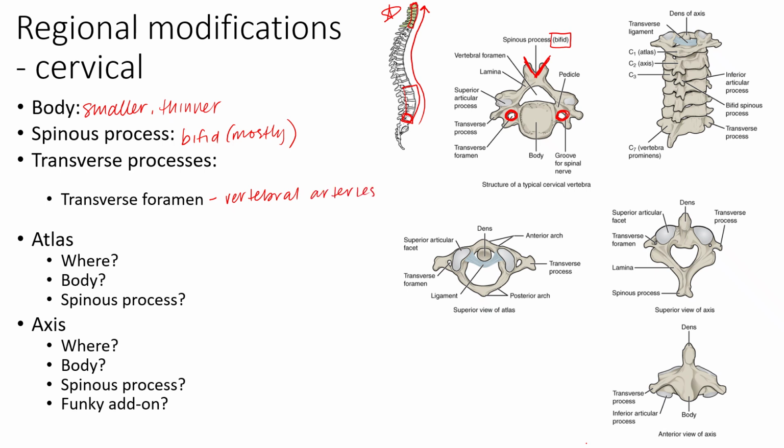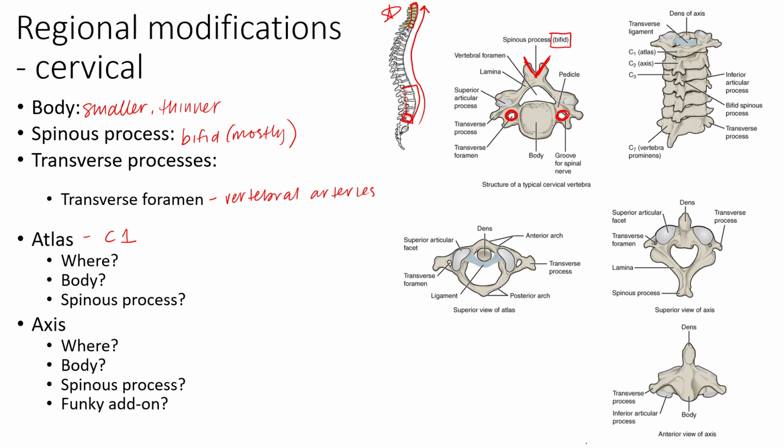Okay, we have two special cervical vertebrae. We have atlas and we have axis. One of them is C1 and one of them is C2. Atlas is C1. Atlas in, what is it, Greek mythology? Now watch, it's Roman, but I'm pretty sure it's Greek. Atlas holds up the world, right? So Atlas will hold the weight of the world on his shoulders.